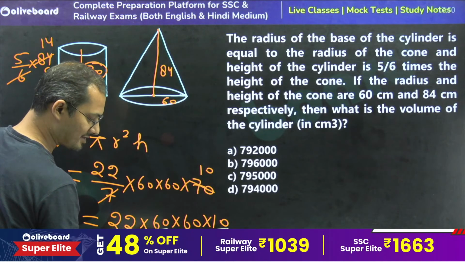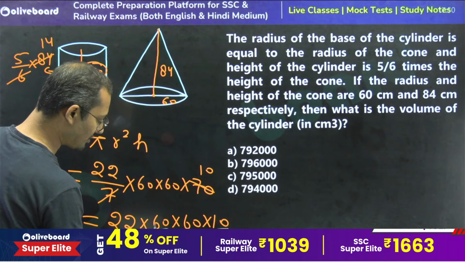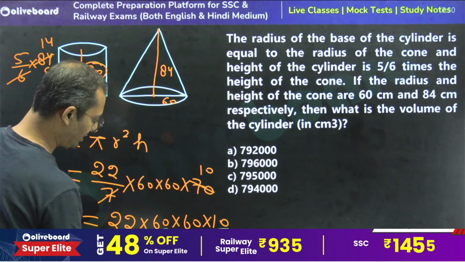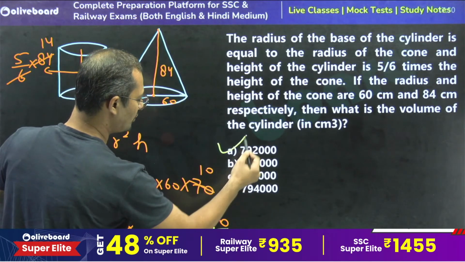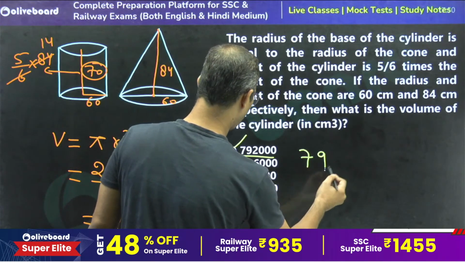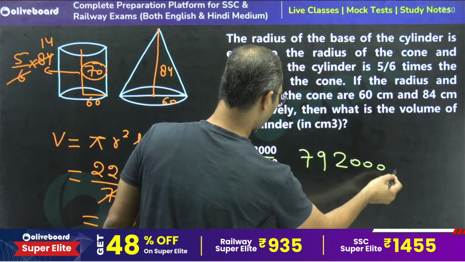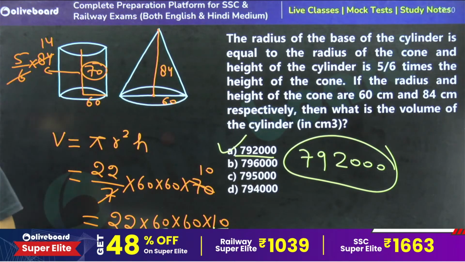2 into 6. Right? 2 into 6, 12. So we must have 2 unit at the 1000 place. So we can say that without complete calculation, we can write A part is the right answer. Yes, A part is the right answer. So moving to next.